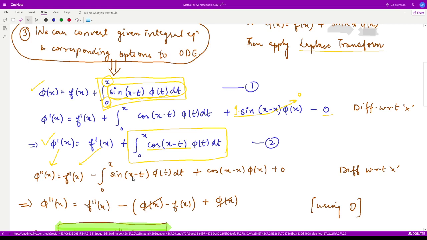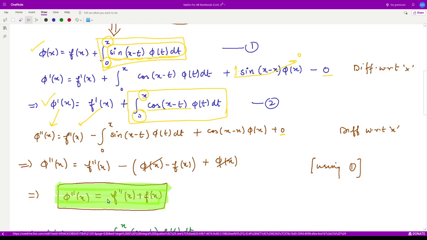So minus sine x minus t, and the derivative of x minus t partially with respect to x is 1, phi t dt as such, plus the derivative of the upper limit, that is 1 into cos of x minus the upper limit x, phi of the upper limit x, right? And minus the term, the derivative of the lower limit. So that would be 0. So we reach at this equation.